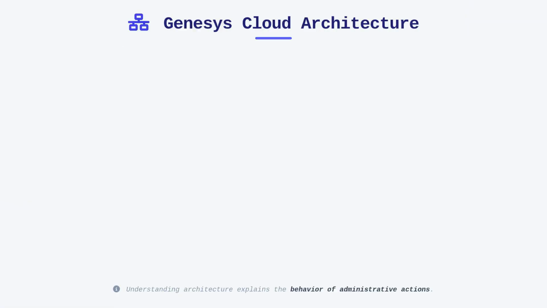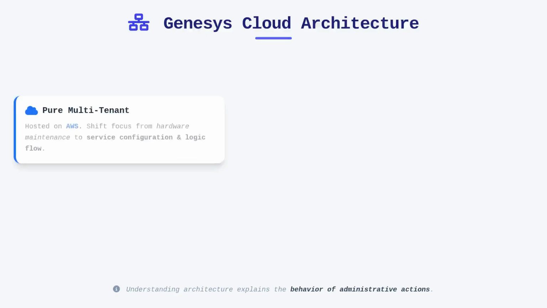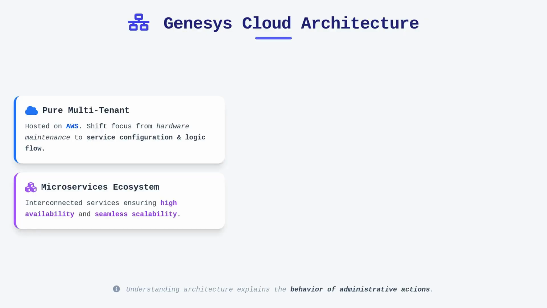Understanding the underlying architecture of Genesys Cloud is critical because it explains why certain administrative actions behave the way they do. The platform is built as a pure multi-tenant cloud service hosted on AWS, which means your concerns regarding hardware maintenance are replaced by a focus on service configuration and logic flow. We will analyze how individual microservices interact within this ecosystem to provide high availability and seamless scalability for your users.